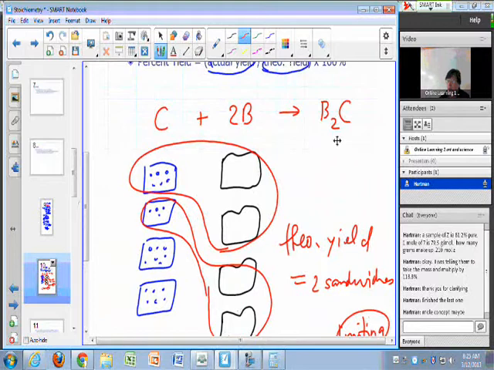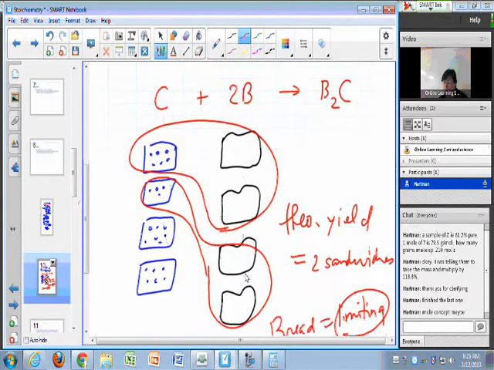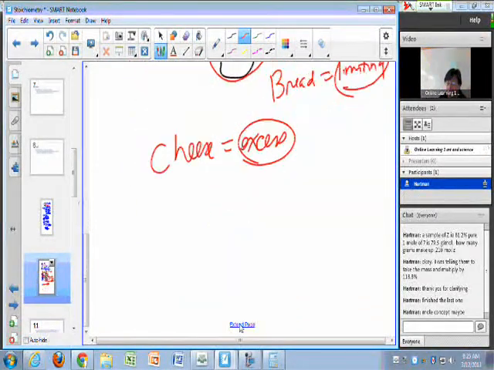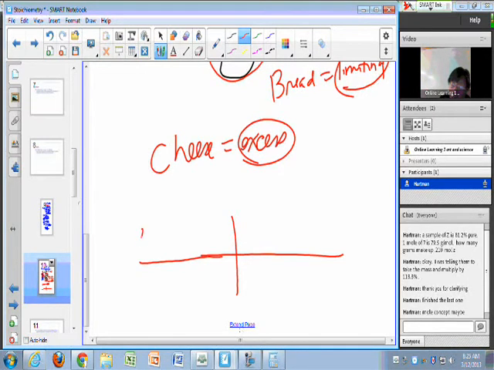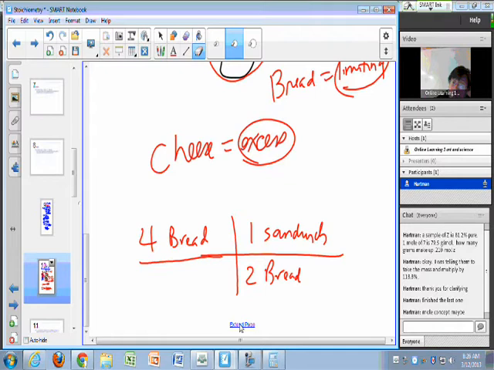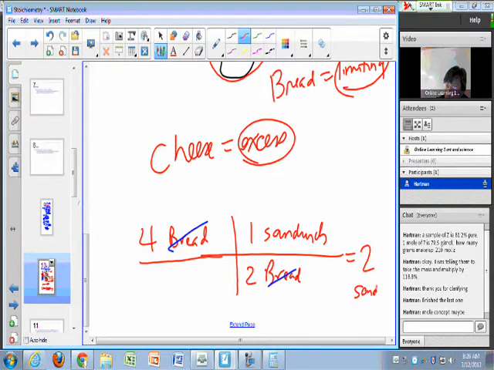So the amount of sandwiches you can make is limited by the amount of bread that you have. How would I solve for this problem using a conversion factor? Based on my limiting reactant, 4 slices of bread times 1 sandwich for 2 slices of bread would only give me 2 sandwiches. So this is my theoretical yield.